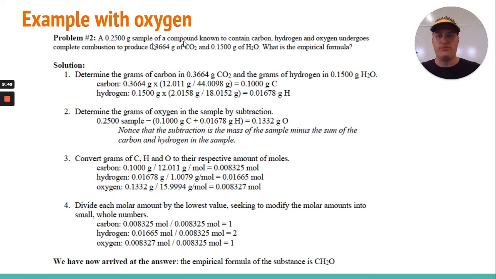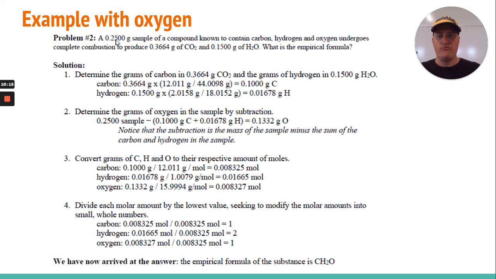You've got a small sample. It's got all 3 elements, and we have our two products. What's the empirical formula? We do the carbon and hydrogen because we know those come from our combustion products. I can see I get so many grams using our ratio. Now here's the tricky part. This mass does not equal this mass.